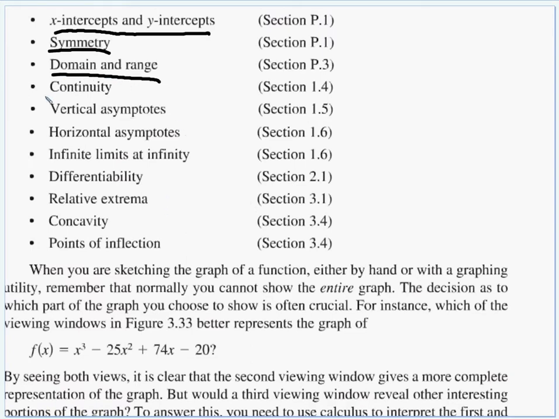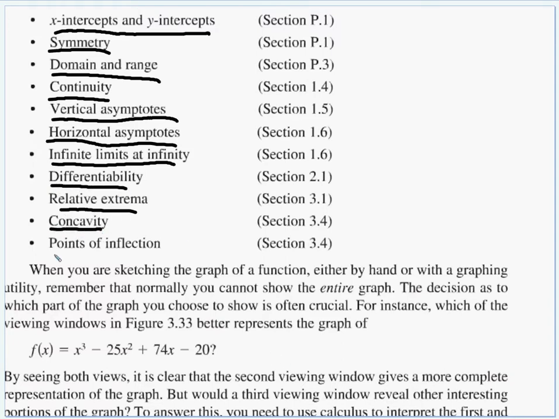The continuity of a function, that was more here in calculus. We talked about continuity. Vertical asymptotes, we saw those in college algebra and pre-calc. Horizontal asymptotes, we found more here in calculus. End behavior, infinite limits at infinity. And then the real calc stuff, derivatives, relative extrema, the mins and the maxes, the concavity, and the points of inflection when that concavity changes.